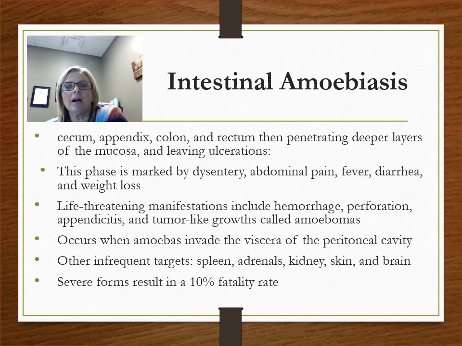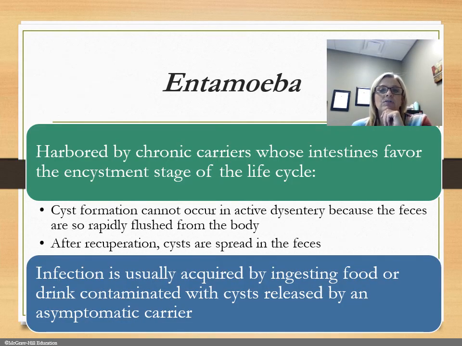So this can be serious. This can also invade the viscera of the peritoneal cavity, the liver, and cause abscesses, which are going to be necrotic tissue, and that can have trophozoites develop and cause actually a hepatitis. If you have amoebiasis in the lungs, it's going to be more rare, but it can occur, pulmonary amoebiasis. You can also have organs like the adrenals, the kidney, the brain targeted as well. If it is a severe form, you can have a 10% fatality rate. You can have chronic carriers with this.